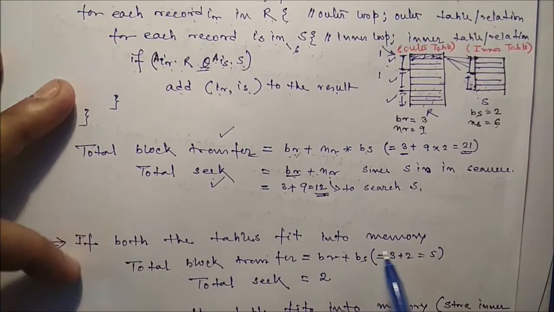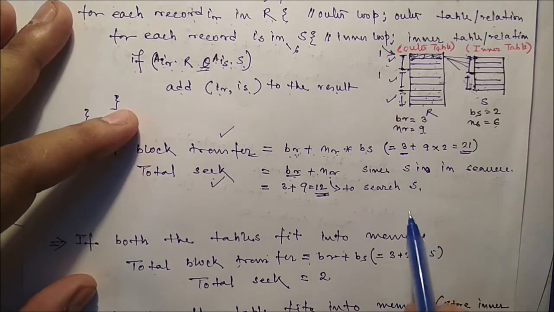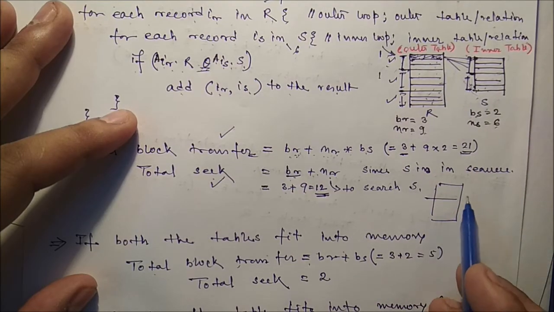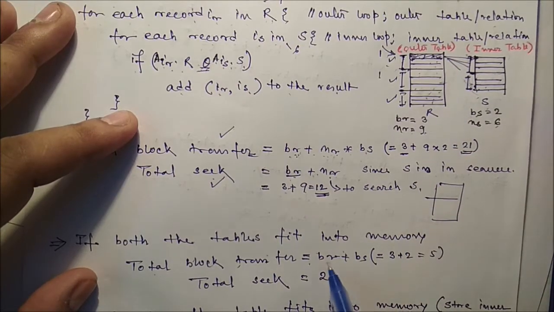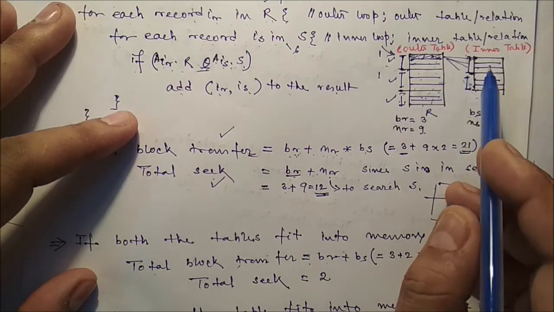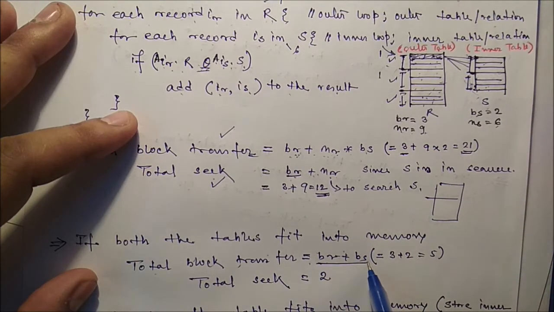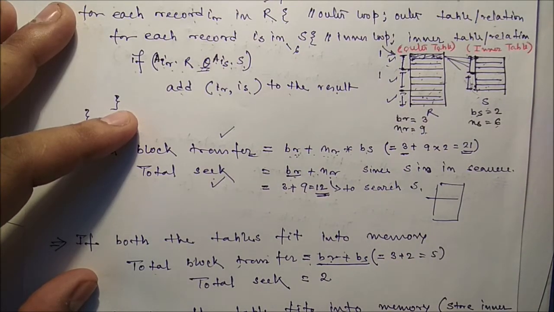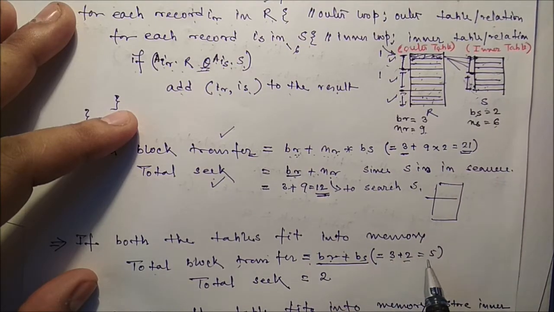If both the tables fit into the memory, total block transfer will be what? Now if it is possible that in primary memory we can accommodate both the tables, so total transfer will be BR. So you have to transfer this block, this block, this block, plus this block, this block. So we need BR plus BS. BR is 3 and BS is 2. So total transfer will be 3 plus 2, it is 5.